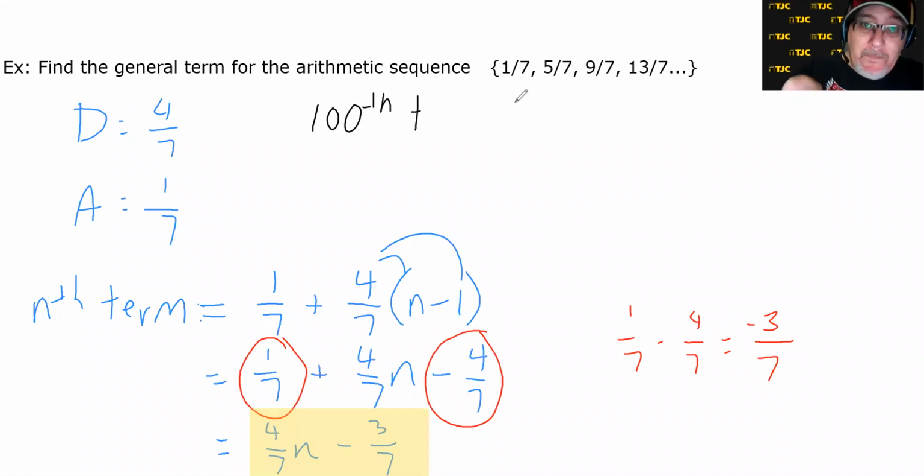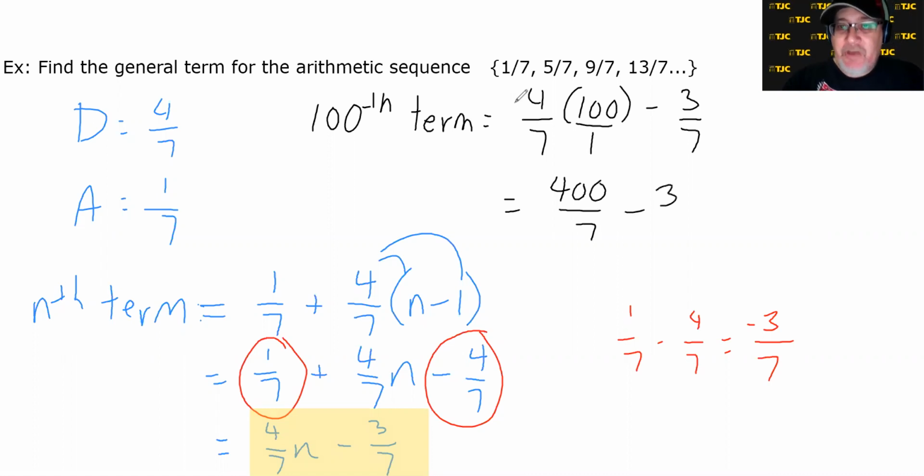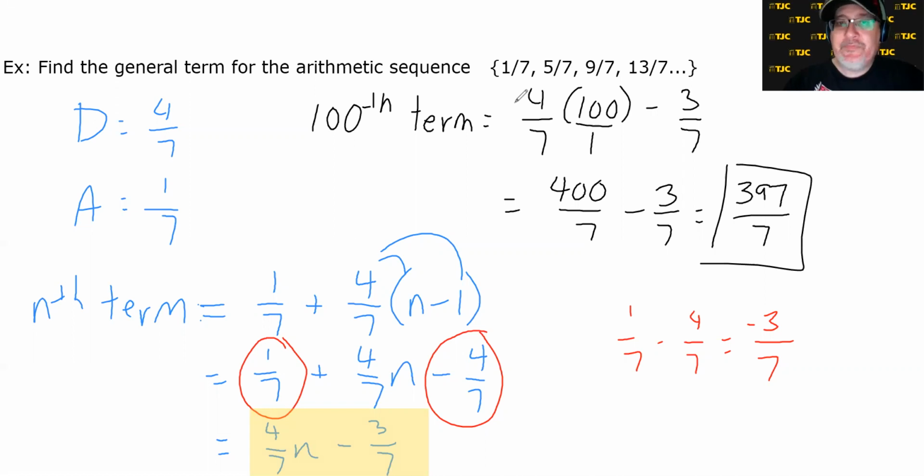100th term would be 4/7 times 100 minus 3/7. The rule for multiplying fractions is you multiply numerators and denominators. The 100 is a fraction if we put it over a 1. And so multiplying on the top gives us 400, and on the bottom gives us 7. That's good. We still have a common denominator. 400 minus 3 is 397, which is not reducible, and that would be our 100th term.